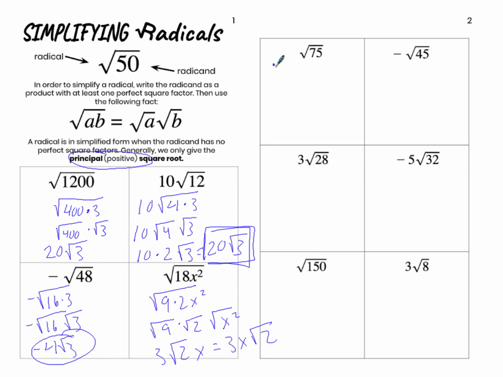Let's just do one more example. 75 is 25 times 3. That means the square root of 75 is the square root of 25 times the square root of 3, which is just 5 radical 3.